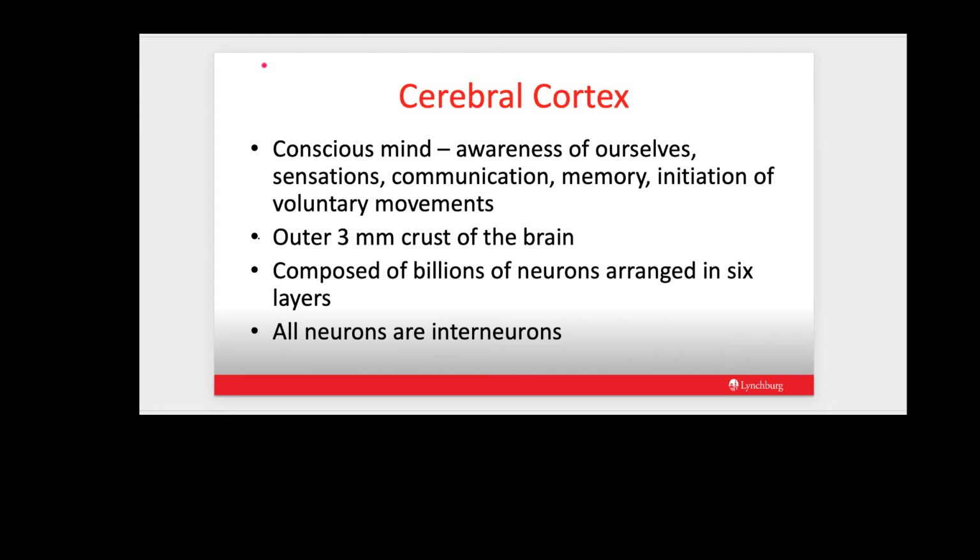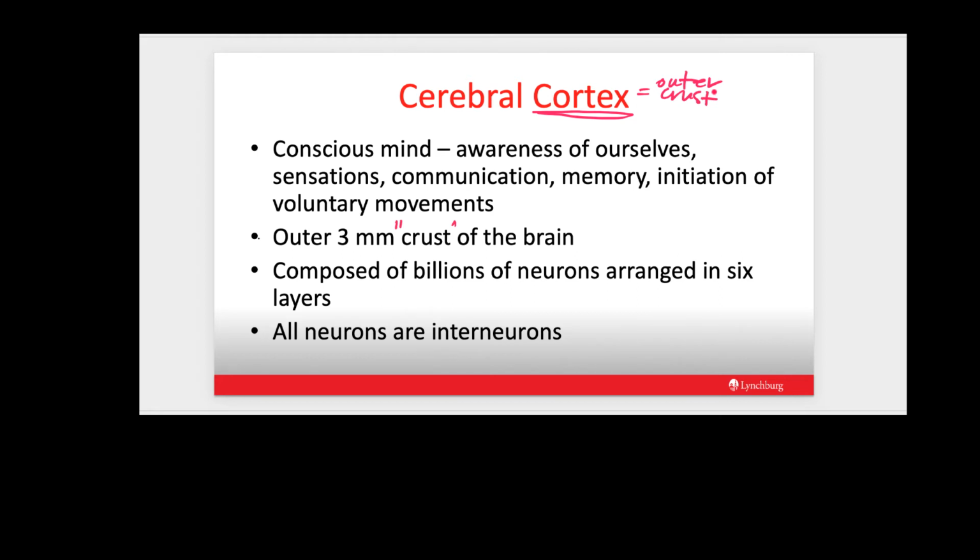So in terms of the cerebral cortex, this is the area of our conscious mind. This is our awareness of ourselves, how we communicate, memories, voluntary movements. This is the outer 3 millimeters worth of crust of the brain. Anytime you see cortex, you'll see that in a few different organs that we talk about. Cortex always means like the outer crust of that organ.